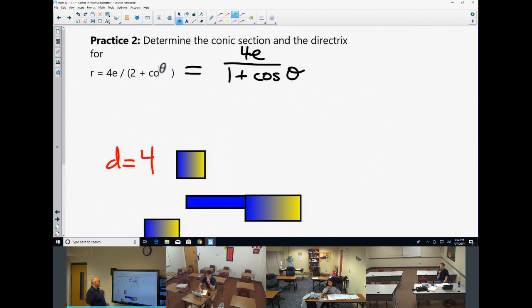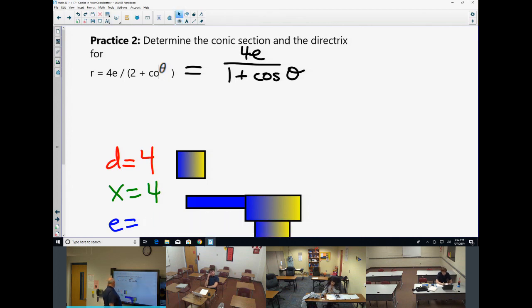Toby, what's the equation of the directrix? Is that x equals 4? X equals 4. All right. And then Jada, what kind of conic section is this? Oh, no. First, Jada, what is E? E is 1. So E is 1. All right. And now, Jada, tell me what kind of conic section is that? A parabola. So it's also a parabola.